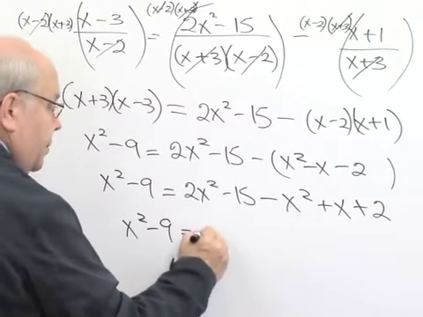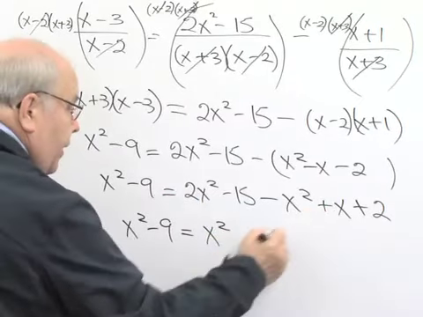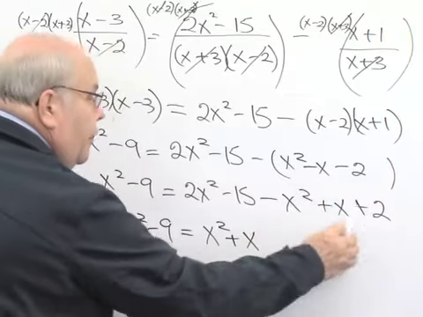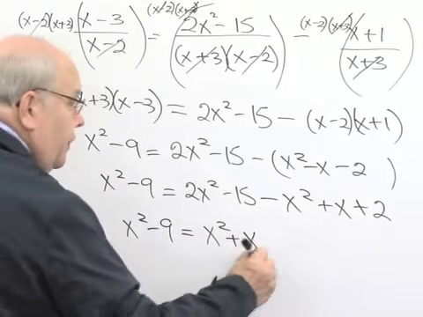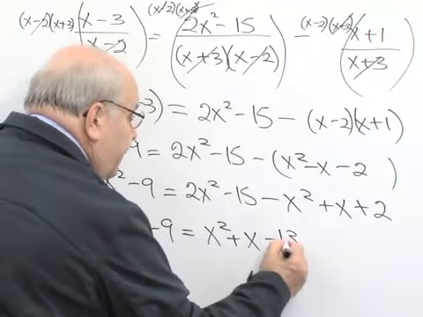2x squared minus x squared is x squared. We have an x term. And then we have plus 2 added to minus 15. This would give us minus 13.